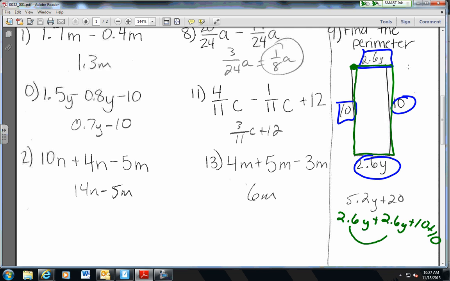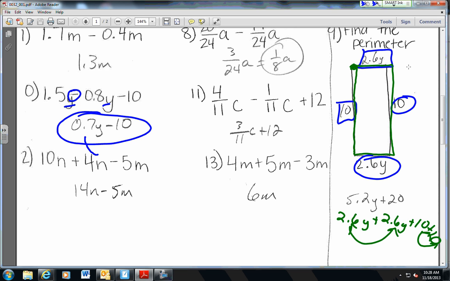Okay, these are like terms. 2.6y's are like terms, and the 10's are like terms. So you get 5.2y plus the 20. Number 10, like terms, 1.5y, 0.8y. The 10 does not have a y with it, so it is not a like term. We will not subtract the 10. But we will subtract the 1.5y minus the 0.8y, get 0.7y, and then put the minus 10 after it.